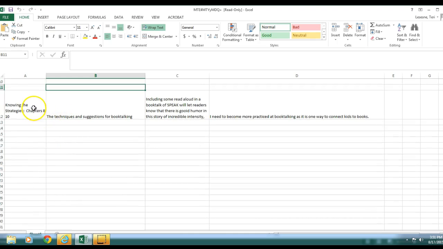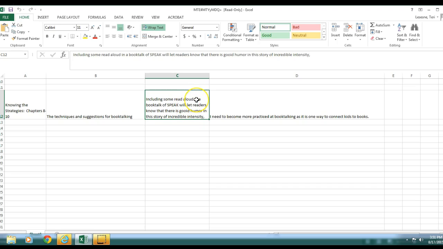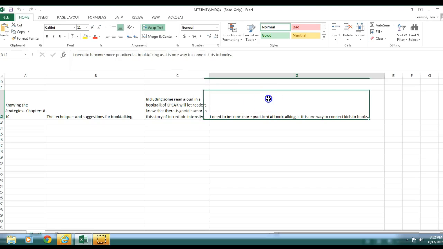I've done the same thing with section 3, knowing the strategies. One of the key concepts, one of the chapters is about book talking. So I've learned about the techniques and suggestions for book talking. How will that apply to one of the books I've read? Well, I might include some read aloud in a book talk of Speak to let readers know that there's good humor in a story that ultimately is about a very intense subject.